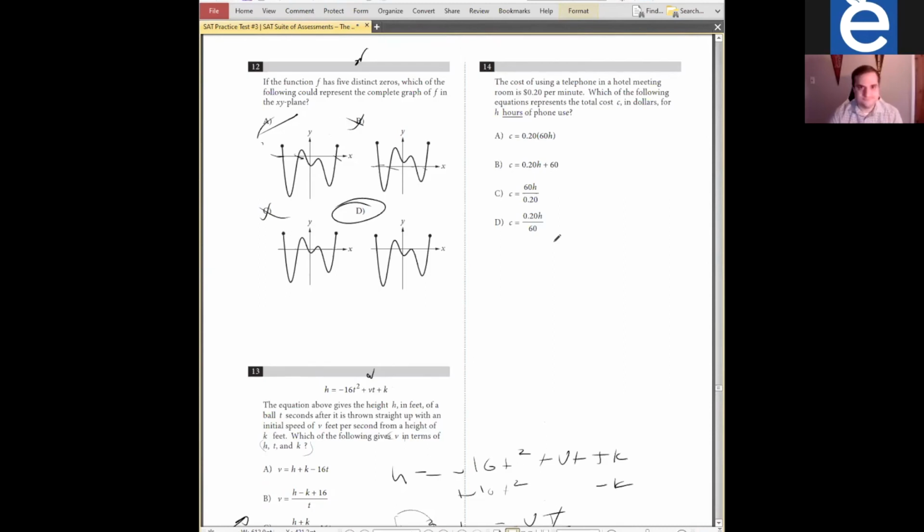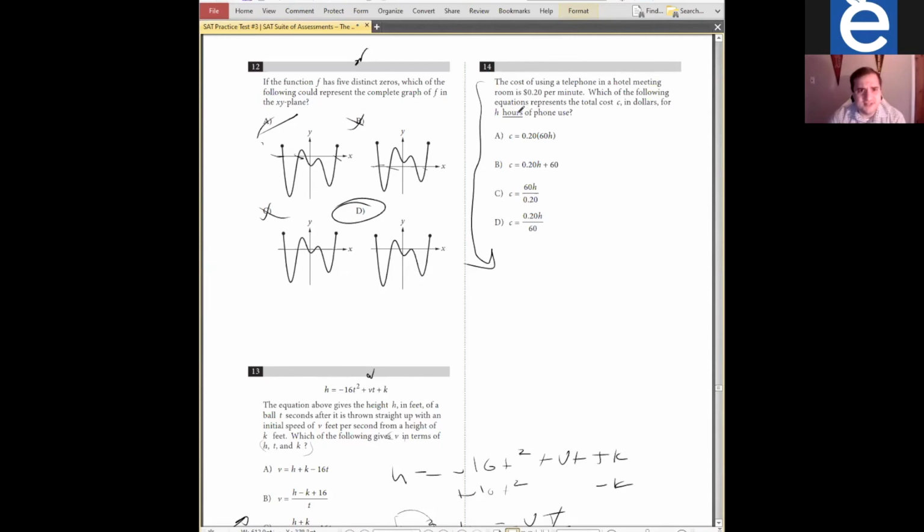All right. The cost of using a telephone in a hotel meeting room is 20 cents a minute. Which of the following equations represents the total cost in C dollars for h hours of use of the cell phone? All right, so we can just hack this problem. Because this is very straightforward to conceptualize. I would even recommend just doing it this way, which is, all right, so the cost of using a telephone is 20 cents per minute.